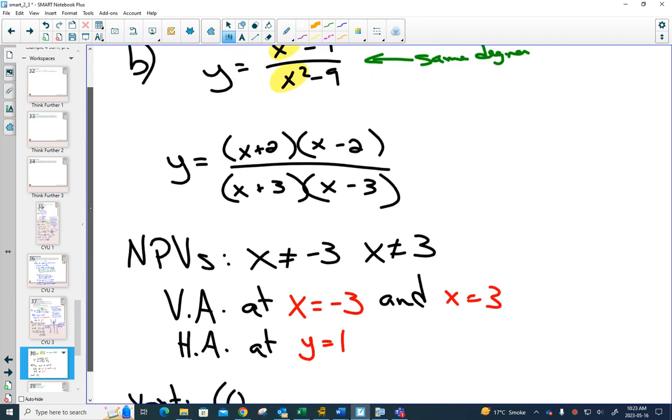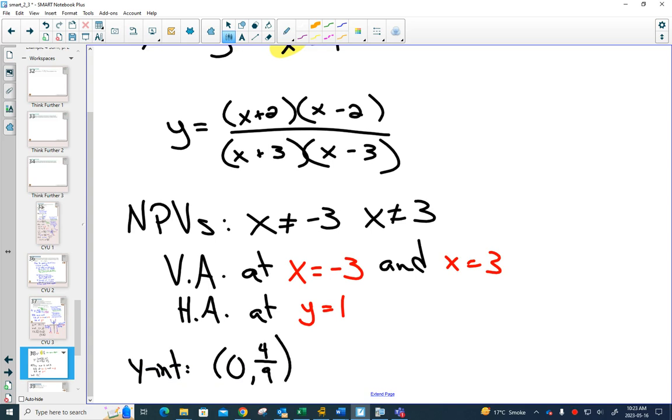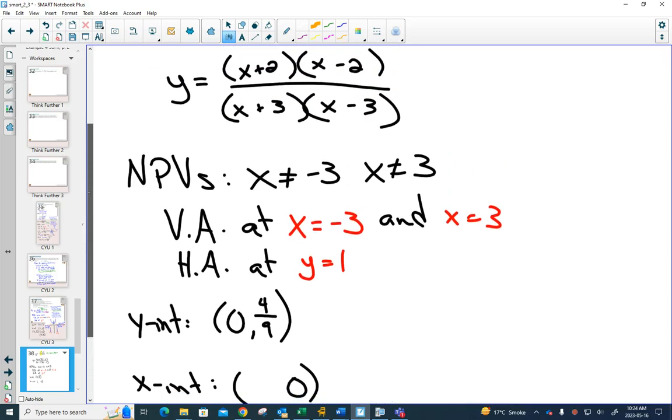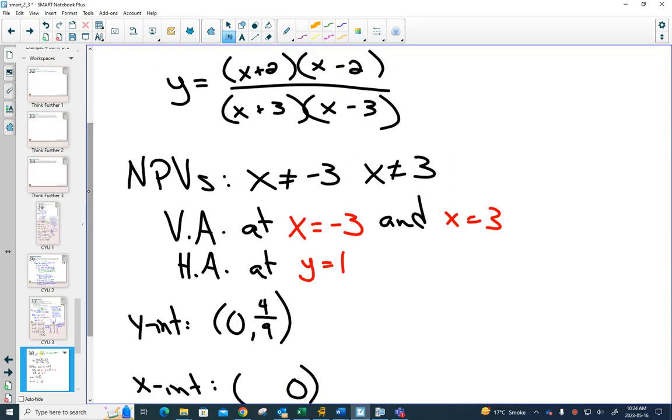Plug in 0 for x, and you'll get 4 over 9. Plug in 0 for y, and this is where I would look at my numerator. My numerator is already factored, and there are two places where the numerator would be 0. You would have one at -2, and the other one at +2. So you will get very good at finding x-intercepts and y-intercepts quickly. Then I would start graphing to see if we need any more nice points.